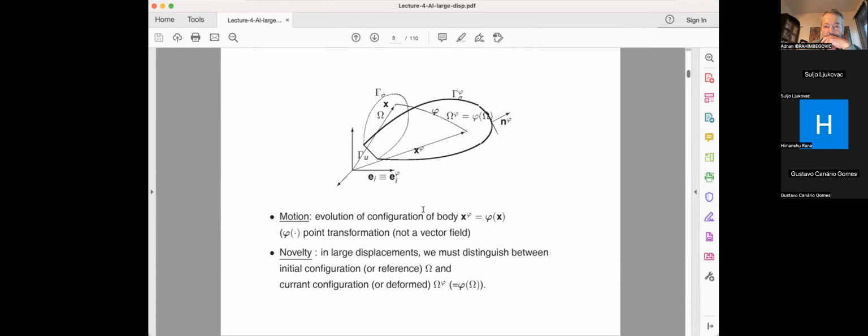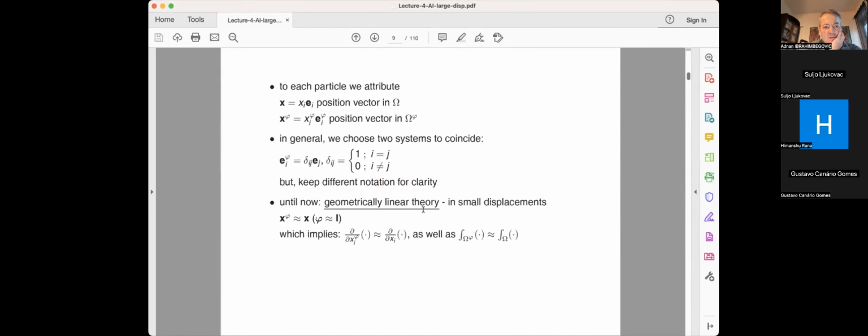So basically, the question is, if I want to describe this motion, I can use the position vector in the initial configuration and the one in the deformed configuration. Although they are put in the same position, that means that the unit vectors at the end, if I want to simplify, simply satisfy e_i phi is equal to e_i, or you can write e_i phi is equal to delta_ij times e_j, delta_ij being the Kronecker symbol.